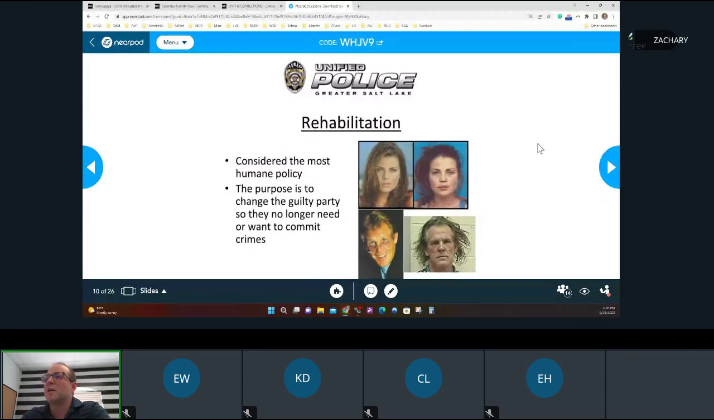The next one is called rehabilitation. Now, this one's considered the most humane policy out of all of it. The purpose is to change the guilty party so that they no longer need or want to commit crimes. So these are some actors and actresses that may have gone down the wrong path at some point in time, right? And this is especially relevant when we're looking at Ronald Reagan. He made the war on drugs.